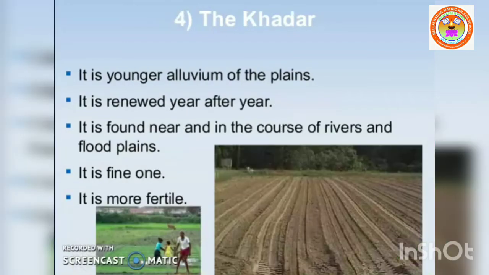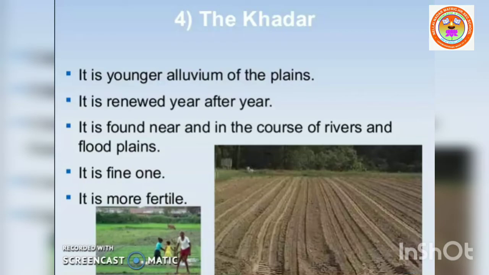The next one is the Khadar Plain. The newer alluvium tract or younger alluvium along the course of rivers is known as Khadar or wetlands. The Khadar tracts are enriched by fresh deposits of silt every year during the rainy season. The Khadar land consists of sand, silt, clay and mud. It is highly fertile soil, so it is suitable for agriculture.